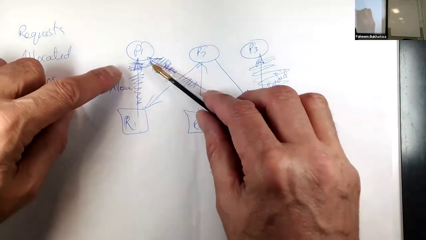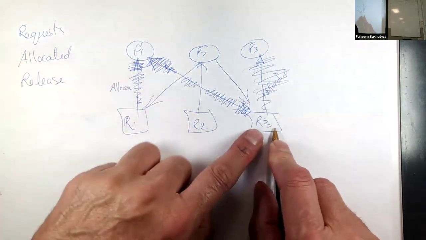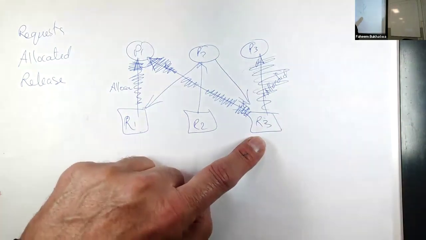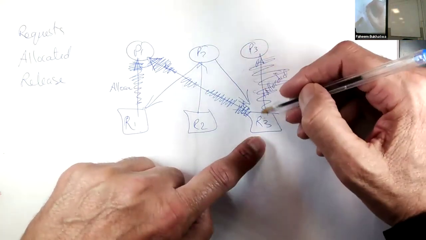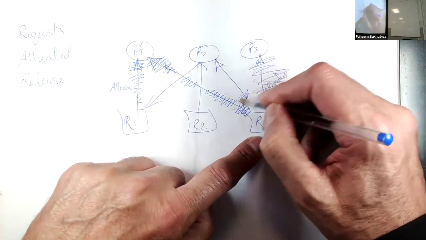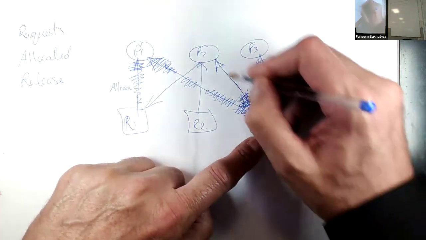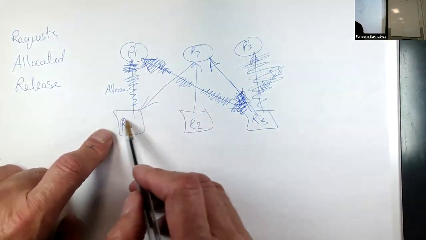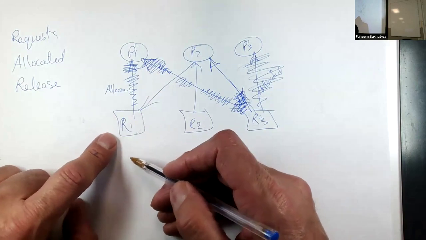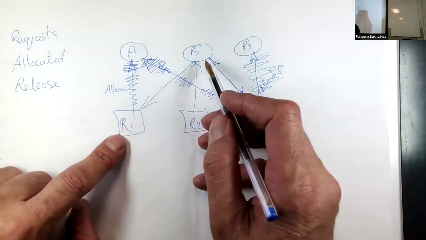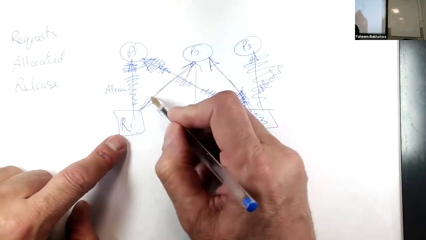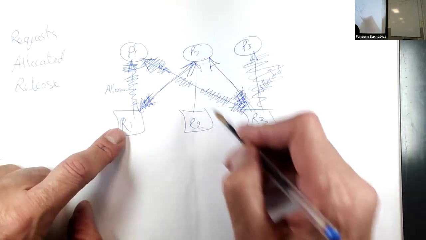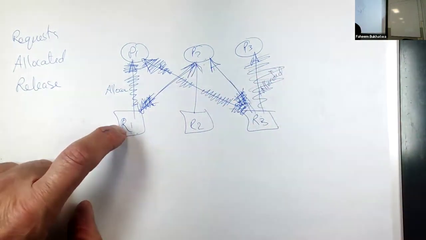So now process 1 finished. It's released resource 3. What are we going to do with resource 3? Who wants it? There's only one process that wants it. Give it to it. So process number 2 needs resource 3. Let's allocate it. So now resource 3 is allocated to process 2. What about this one here? Process 1 has finished and released resource 1. Now it's available. Who wants it? Only process 2 wants it. Give it to it. So now process number 2 has resource 1, it has resource 2, and it has resource 3. It has everything it needs.